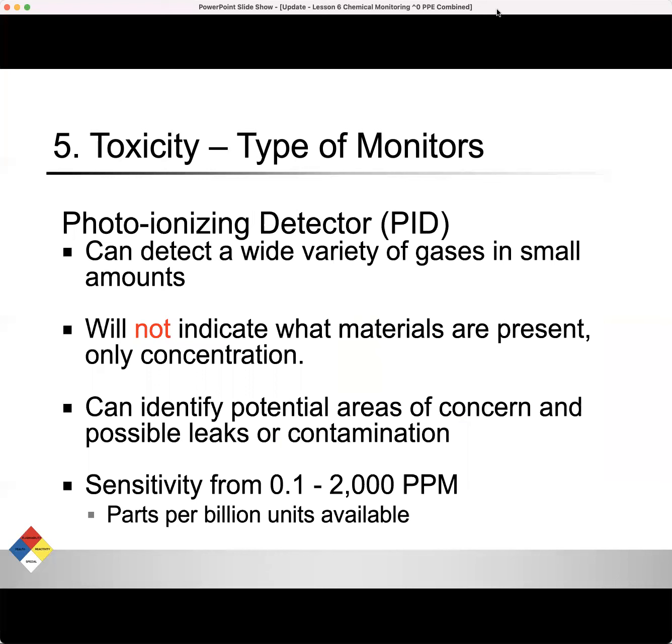Let's talk about the photoionization detector, or the PID. They can detect a wide variety of gases in small amounts. Keep in mind, they will not indicate what materials are present, only the concentration that they detect. So it doesn't tell you what it's detecting, it only tells you how much. It can help identify potential areas of concern and possible leaks or contamination. They have sensitivity from 0.1 to 2,000 parts per million. Those are the most common. However, you can get units that measure in parts per billion. And as we learned from our hazard and harm unit, the smaller the unit, the more toxic the chemical is.